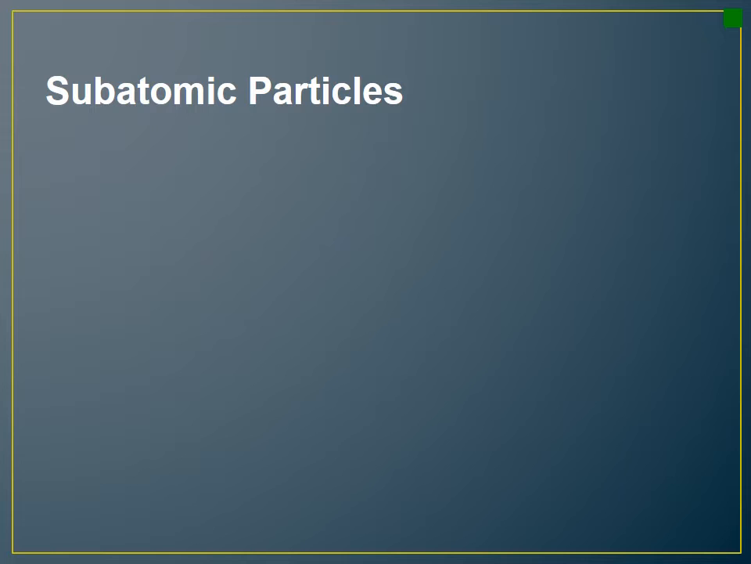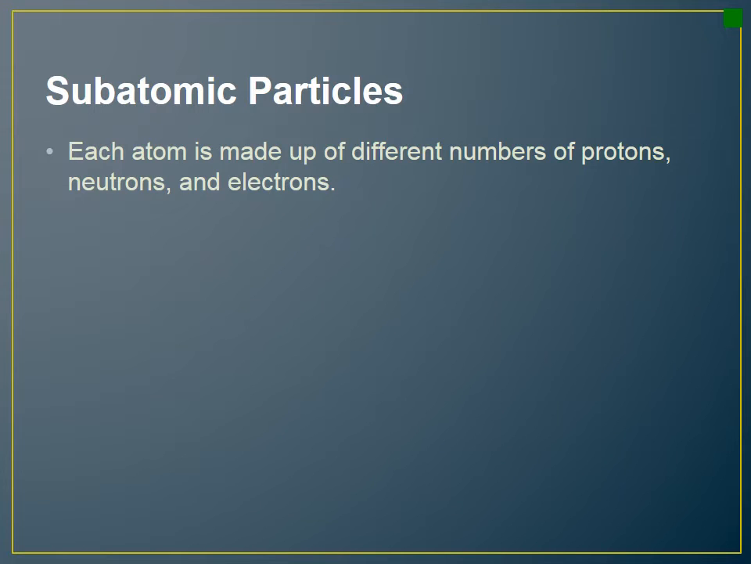So for the longest time, scientists thought that the atom was the smallest particle that exists. But as time has gone by, scientists have discovered that there are even smaller particles that make up atoms called subatomic particles. Each atom is made up of subatomic particles called protons, neutrons, and electrons.